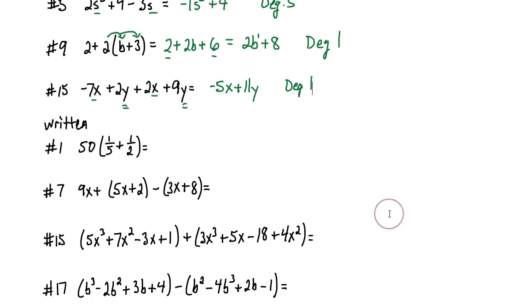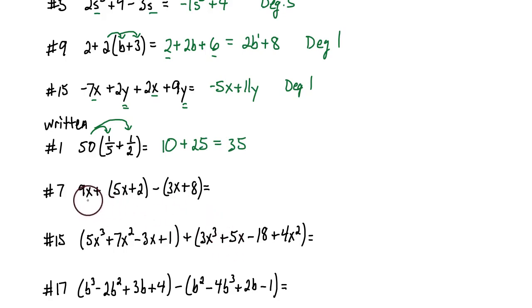For the written exercises, we're asked to simplify. We could perform the work inside the parentheses first, but that would involve adding fractions that don't have the same denominator. It might be faster to do the distributive property. 50 times the 1/5, and then 50 times the 1/2. 50 times a fifth, 1/5 of 50 is 10. 50 times a half, half of 50 is 25. Now we can add these together and see that the answer is 35.